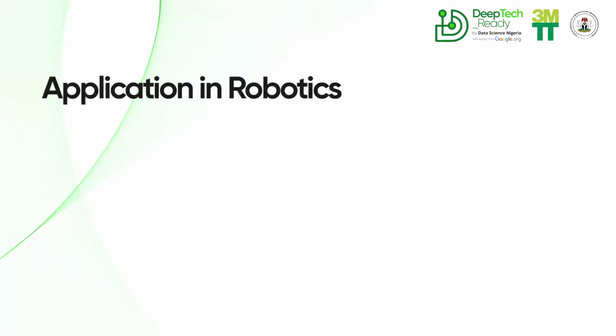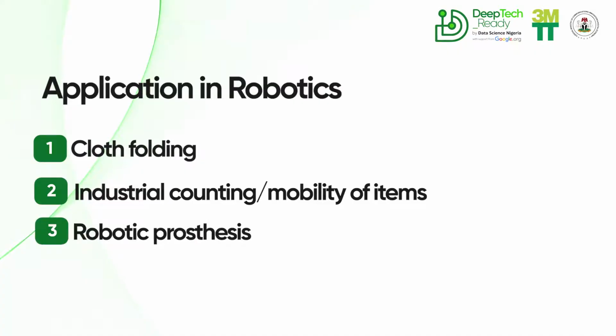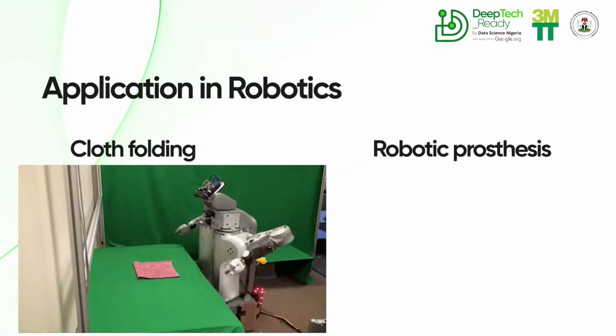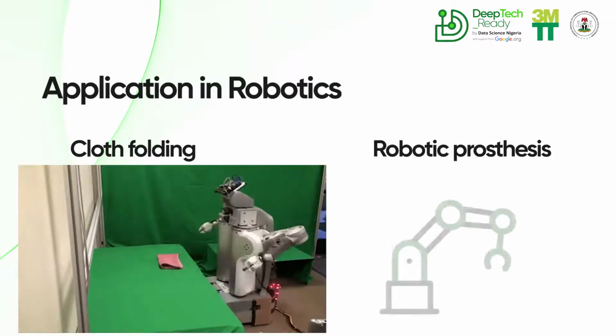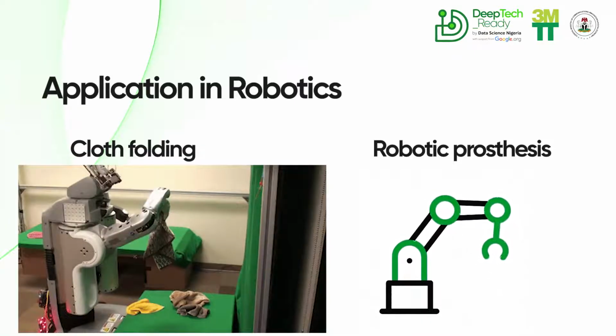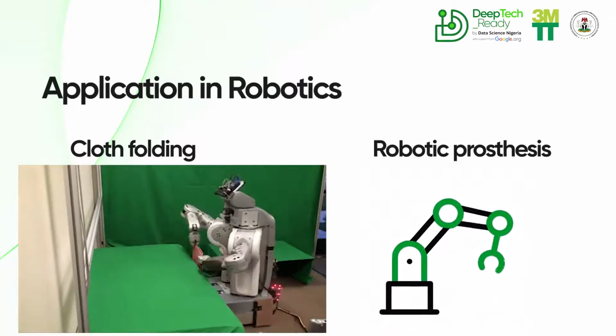Computer vision is also applicable in robotics. For instance, cross-folding, industrial counting or mobility of items, or robotic prosthesis, right? Computer vision makes all these things very, very possible. So if you're trying to build a robot that picks something from one place to another, definitely you would want to leverage computer vision and, of course, robotics.